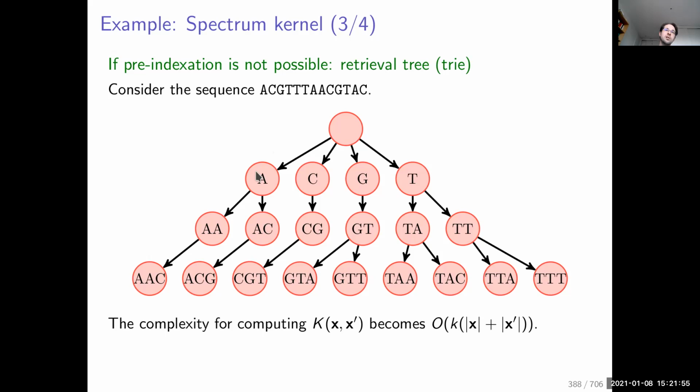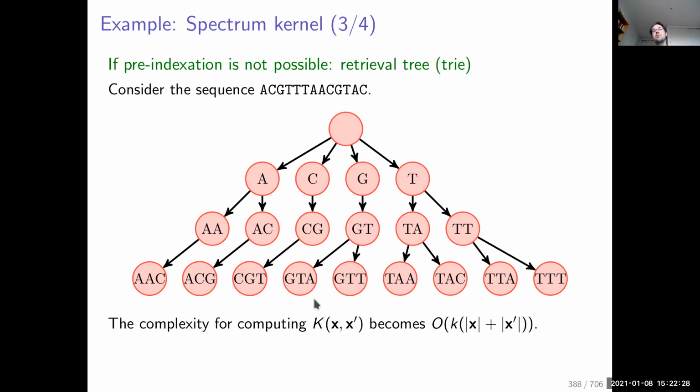Then at the next level, we enumerate the patterns of length 2 that appear in the sequence. So they necessarily start with A. So when we have A, then AC appears, AA appears, and so on. And we proceed until the leaves, such that if you start, for example, from GT, you see that in the sequence we have GTT and GTA only. So GT gives 2 nodes, GTA and GTT.